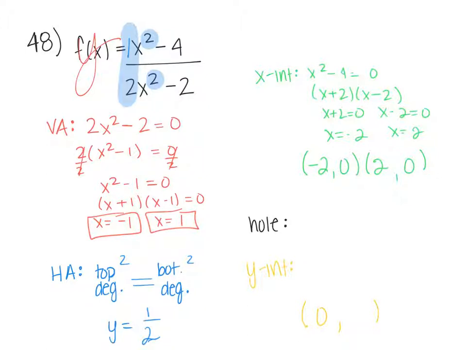Second to last, the hole. For the hole you are looking for: are there any repeats in the vertical asymptotes or the x-intercepts? Is there a number that makes it 0 on top and bottom? Well, here I'm just comparing the vertical asymptotes, -1 and 1, and x-intercepts, -2 and 2. No repeated values, so I have no hole. Lastly, the y-intercept. The y-intercept ends up being the top constant, -4, over the bottom constant, -2. So my y-intercept is -4 over -2, which gives me 2. So there are all of my pieces. We're going to take all of that together and put it on a graph.